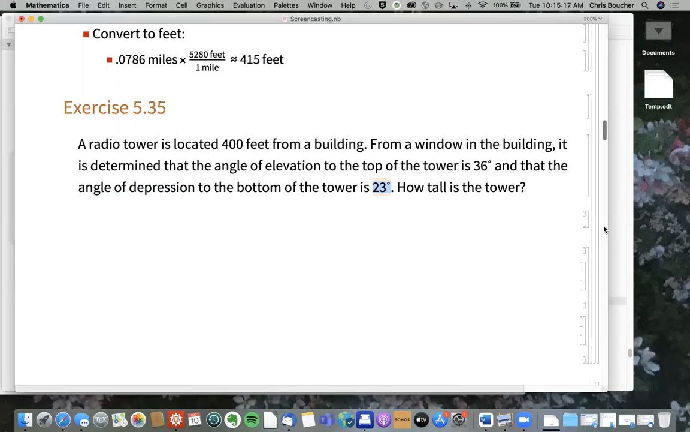So again, first step, draw a picture if you can. And the picture here looks like this. If you like, pause the video here and try to draw this picture yourself and see if you come out with something similar.